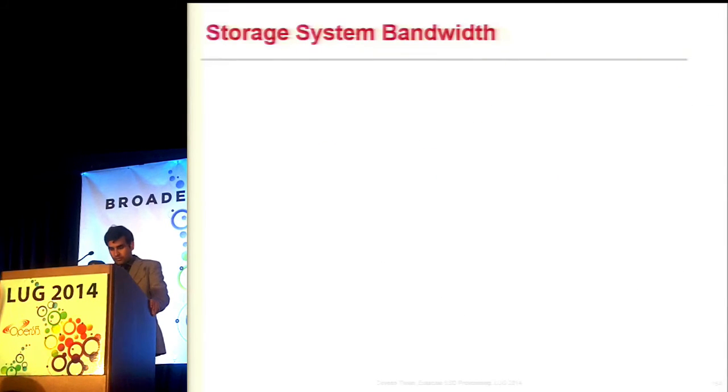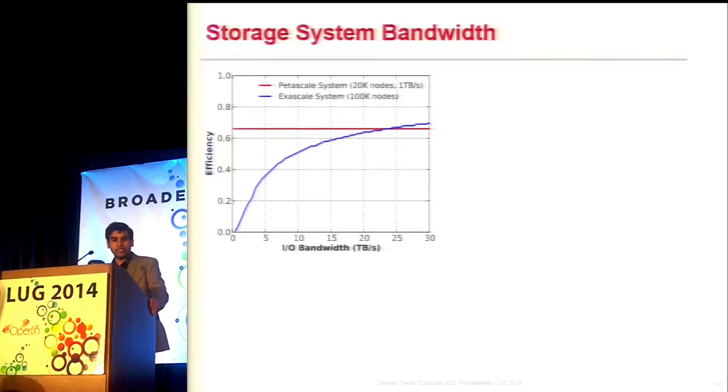Now, this figure shows the efficiency, and when I say efficiency, I mean how much wasted work is happening. So if I say 67%, which is for, let's say, a petascale system with 1 terabyte per second, and again, this is just from the simulation, you have 67%. If you want to achieve the same efficiency, you have to provision your next level storage system to be around 20 terabytes per second.